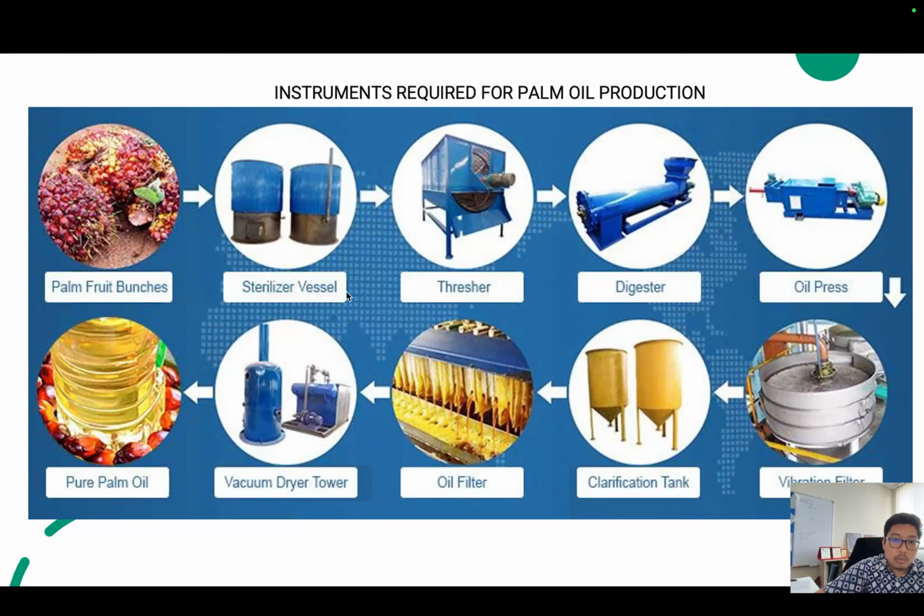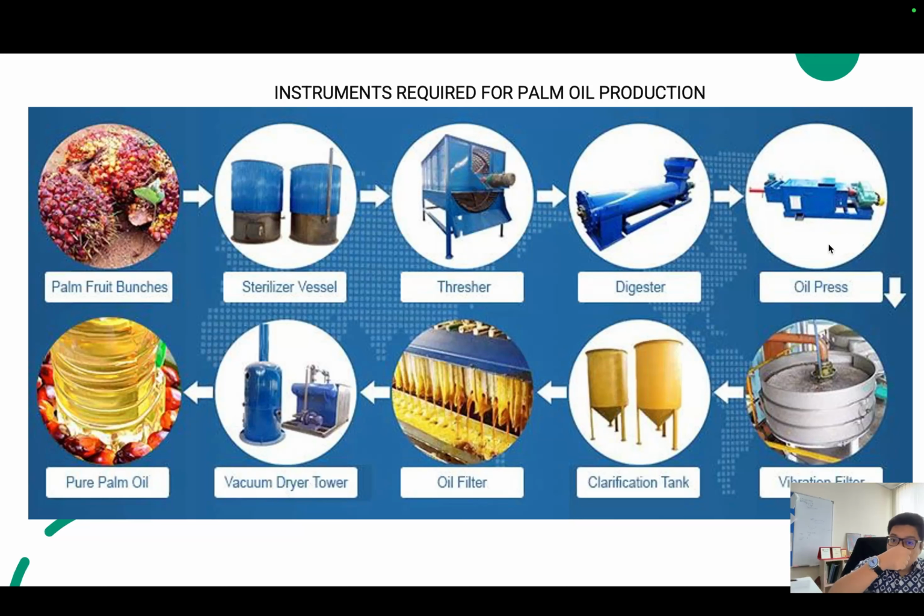Sterilizer vessel. You need to cook the fruits, and then move them to the thresher. The thresher will separate the fruits and the bunches, so you get fruits and empty fruit bunches. The fruit will go into the digester. This digester will press the oil. Okay, and then the oil press, you get the oil.